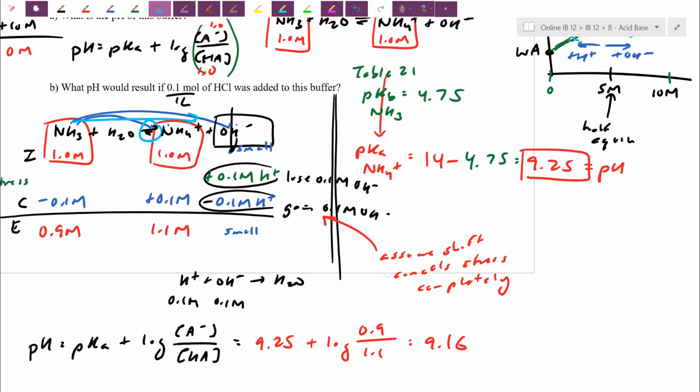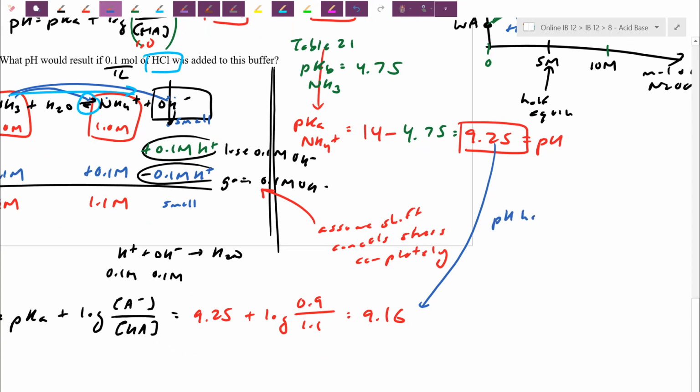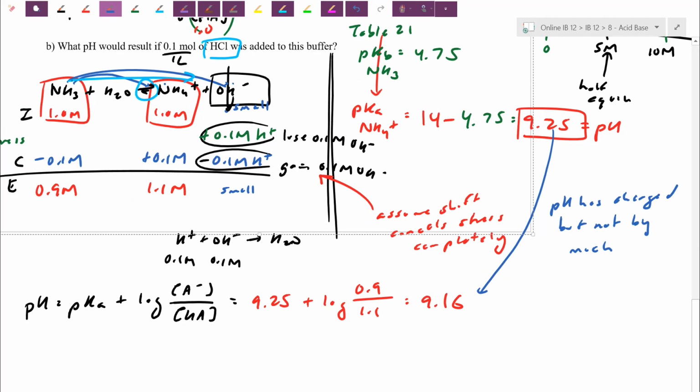Do a mental check for yourself. I have added acid, so I expect the pH to drop. Instead of dropping by almost 1 pH unit, as 0.1 molar could have done, the pH here has only dropped by 0.09. The decrease has been really minor. So the pH has changed, but not by much, because I still had the ability to shift over. You can add even more 0.1 molar and it's still going to drop, but as long as I still have NH3, as long as I can still shift over, I can moderate how quickly the pH changes.